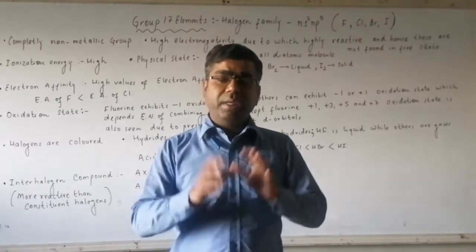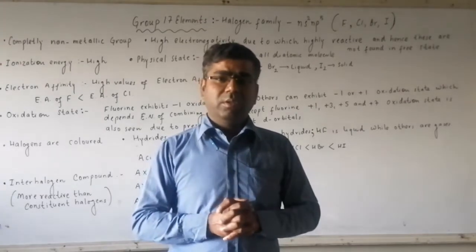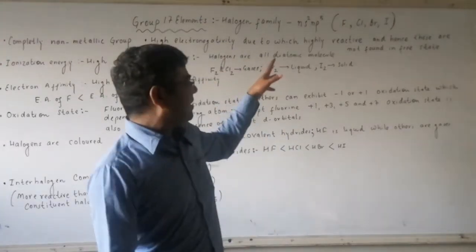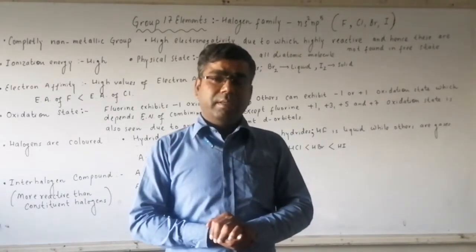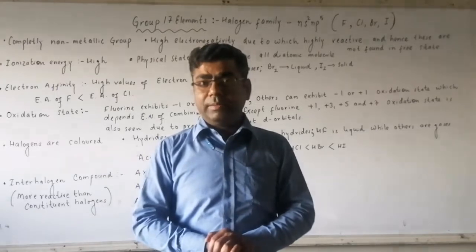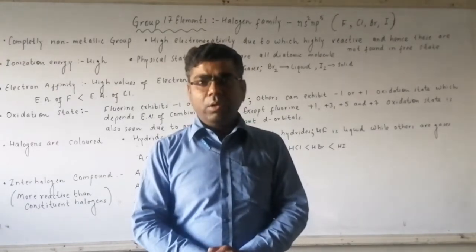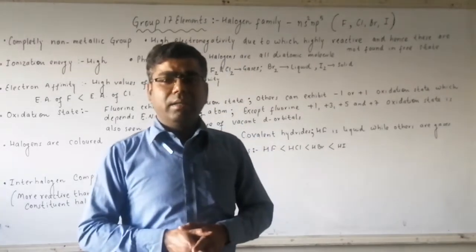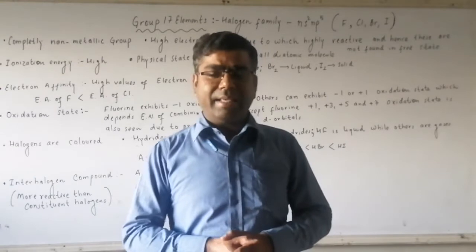If you remember, the p subshell can accommodate a maximum of 6 electrons. So the p subshell is deficient of 1 electron only. If this atom can get 1 electron, then it will complete its octet, or it will acquire the electronic configuration of the nearest noble gas.